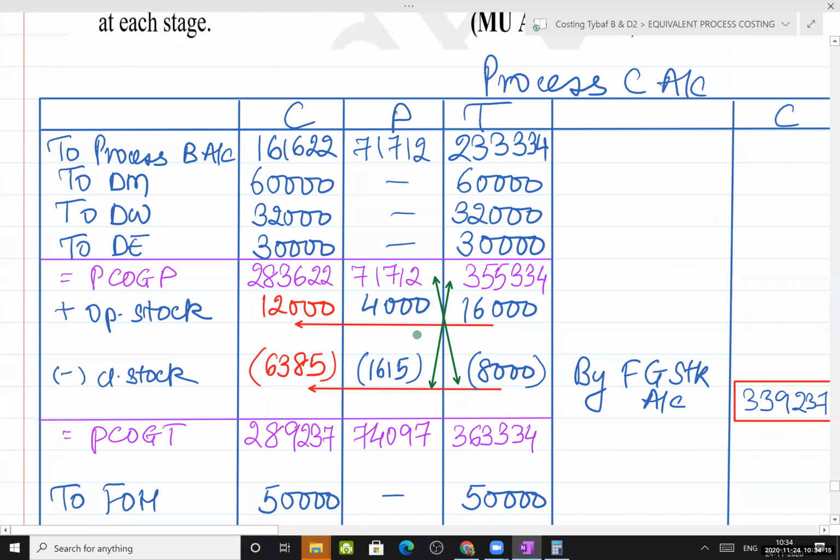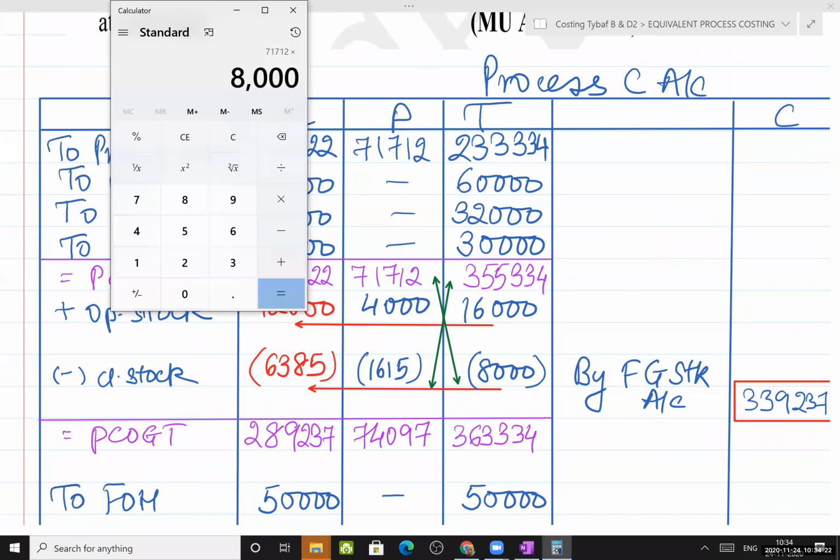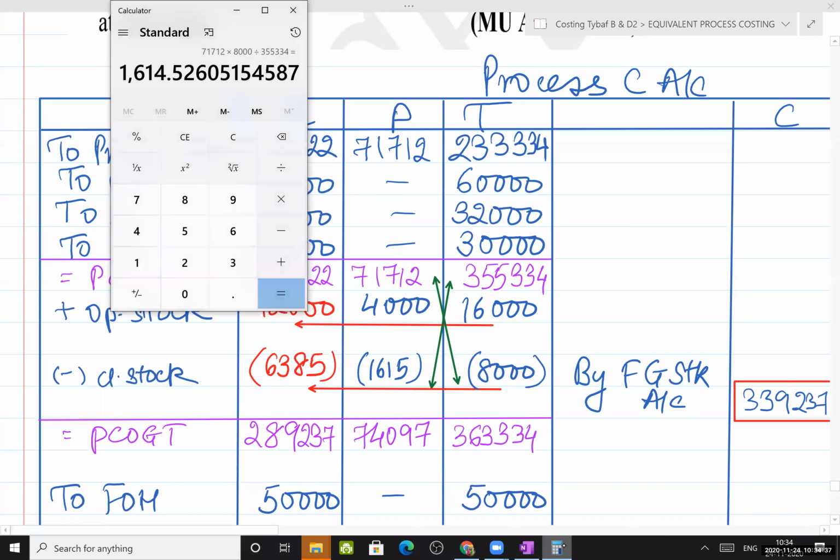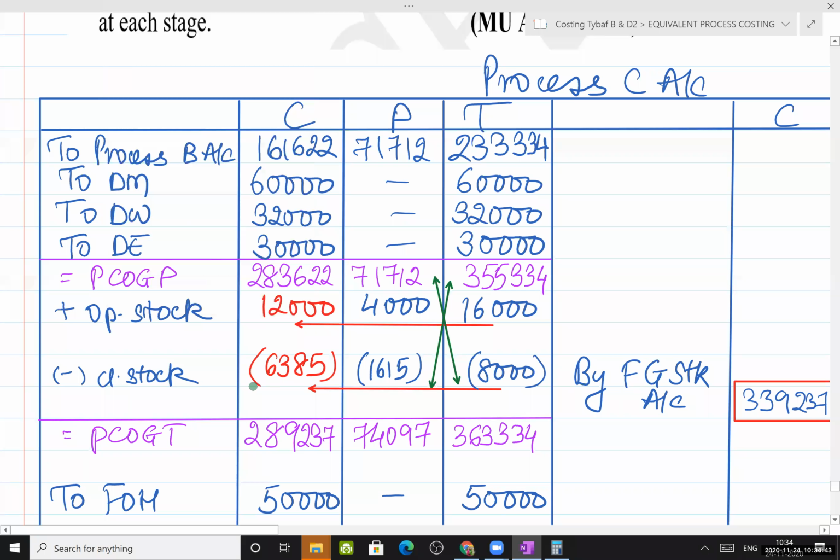How will you cross multiply? 71,712 into 8,000. 8,000 is given in the question, closing stock, divided by 3,55,334. So 1614.5, make it 1615. So in 8,000, 1615 profit is gone. So 6385 is the cost price of the closing stock.